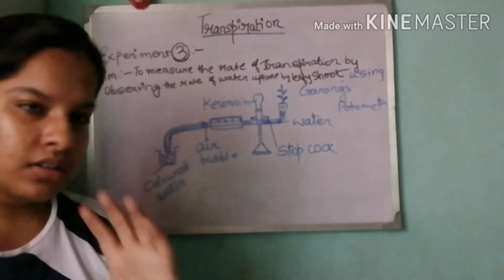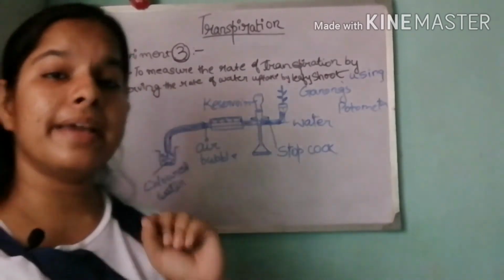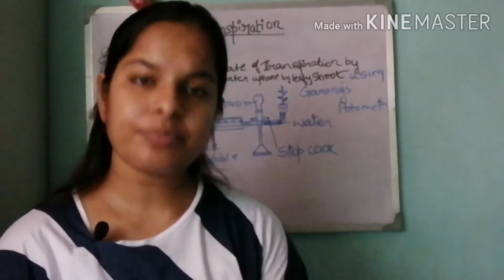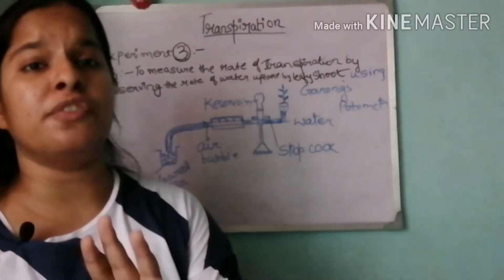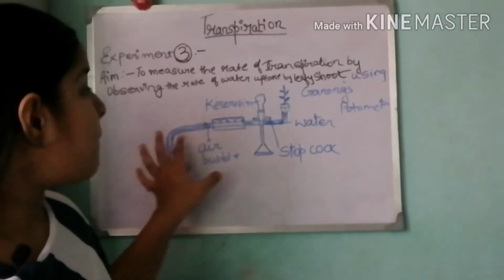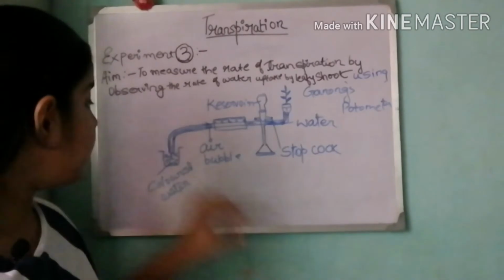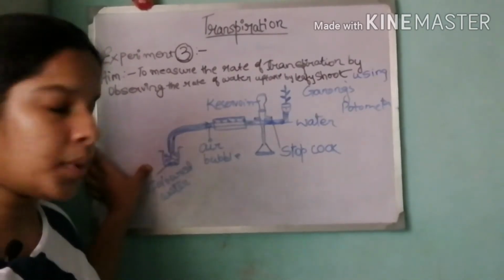I'll begin with this beaker. What is there in this beaker? The beaker consists of colored water. I will be explaining the role of each thing used in this experiment. Then you can see a bent capillary. The bent capillary is dipped inside this colored water.